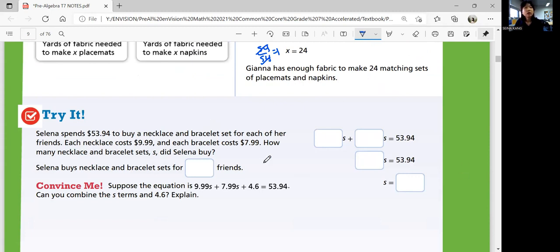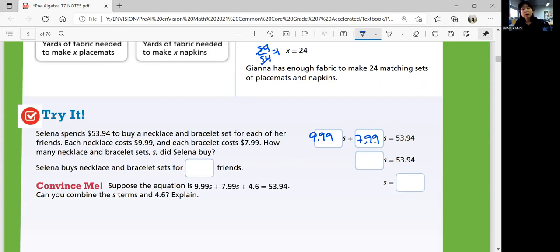Okay, so you can represent the situation using the equation. What S plus what S is equal to 53.94. The different bracelet costs, right? So 9.99S plus 7.99S would equal 53.94, because S represents the number of necklace and bracelet sets she buys together. Okay, and that's the total.